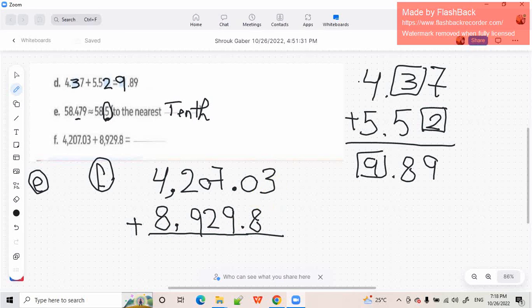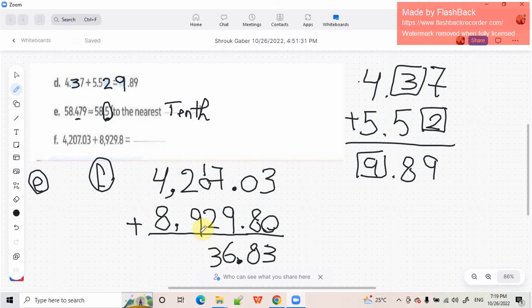Here we have 2 digits, so we must have 2 digits in the next number. We can put 0 on the right-hand side in the decimal part. 3 plus 0 equals 3. 0 plus 8 equals 8. Decimal point, bring down the decimal point. 7 plus 9 equals 16. Put 6 and carry 1. 0 plus 2, 2. 2 plus 1, 3.